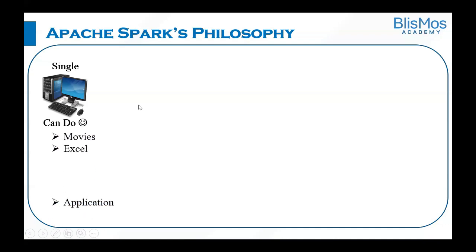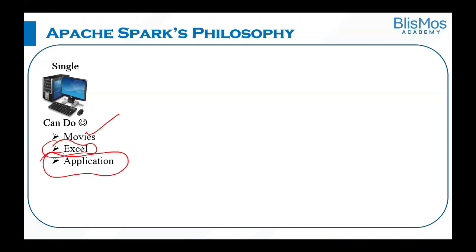So when you have one system, you can watch movies. I have literally watched a lot of movies on my laptop. Okay, and do some analysis in Excel, and we can install applications and work on those applications. So let me ask a question to Muthuminal. What can we not do in one single system, Muthuminal?